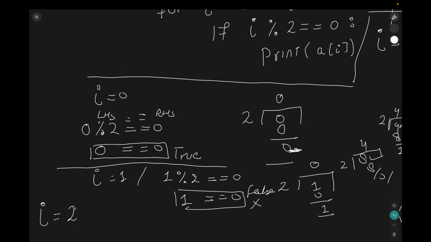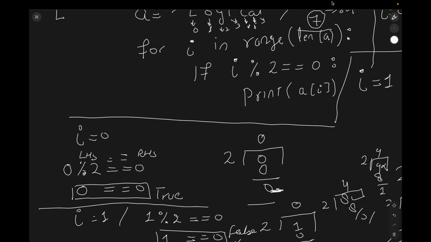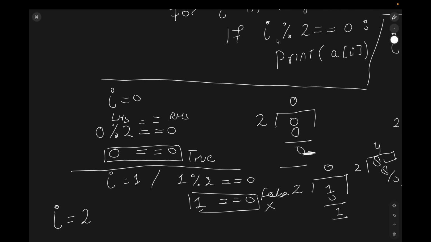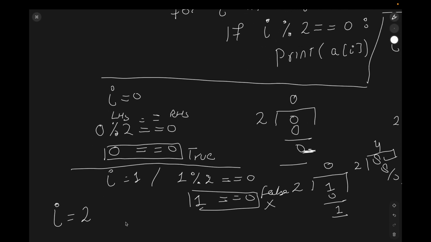Now in the third iteration, i value was 1 here, now i value is 2, correct? i value is 2. Now you will check, is 2 less than 7? Yes, 2 is less than 7. Then what will we be doing? If i modulo 2, now what will we be doing? 2 modulo 2 is equal to 0.